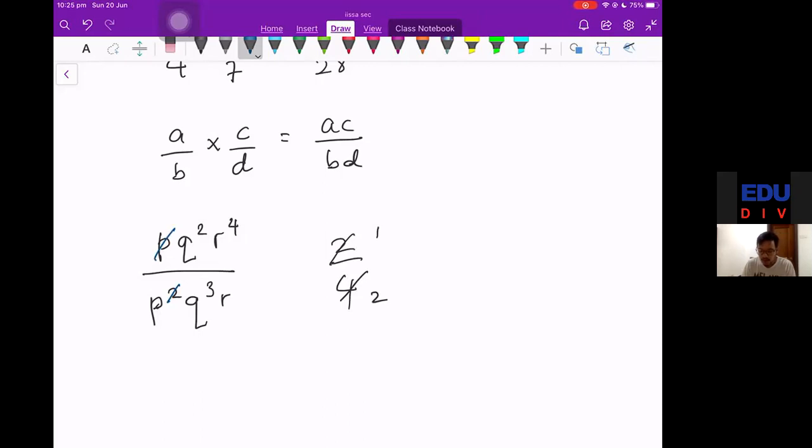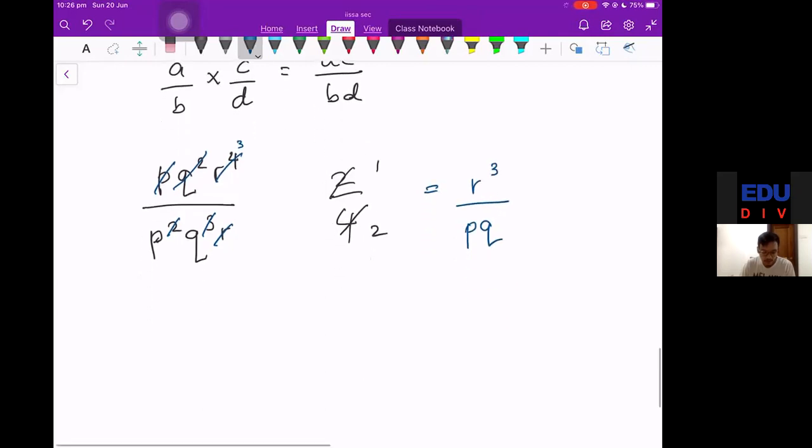And then let's see about Q. We have Q squared and then Q cubed. So we have 2Q here, which leaves us with only one Q cubed. How about R? R is 1 there, and it's going to be 3. So the answer here would be R cubed over P cubed.